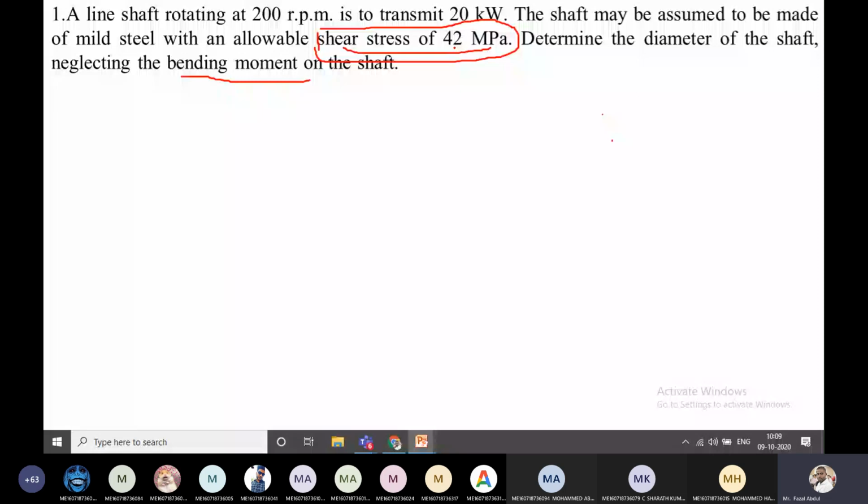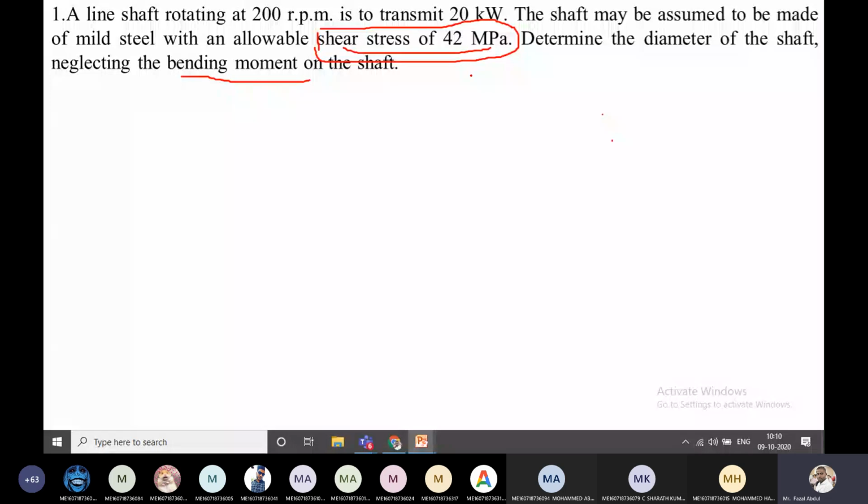Pure bending, pure torsion, combination of bending and torsion, and the fourth one is the additional axial load applying. Four categories are there strength wise. In those four categories, the given problem belongs to which one?